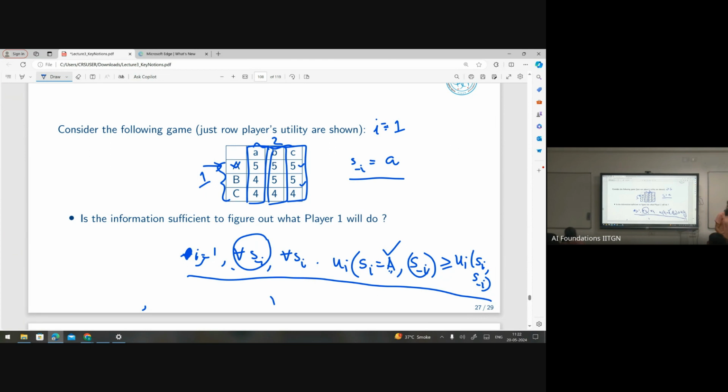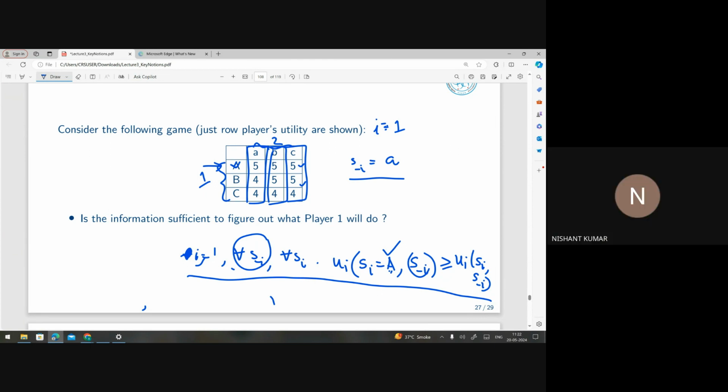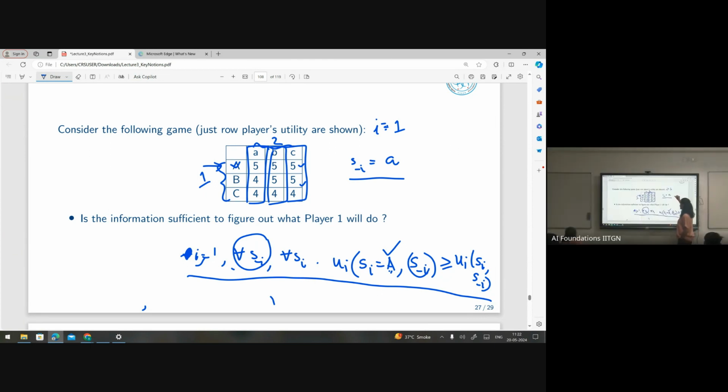So i is for player 1 and minus i is for player 2. If i is equal to 2, then minus i will be player 1. So i means i, and minus i is everybody except i.